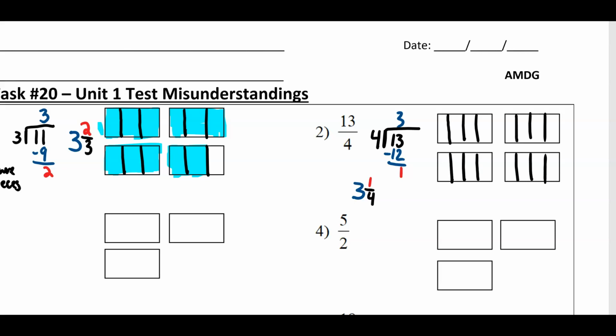And again, you can look at saying, hey, I need to color in 13 of these pieces, or I need to color in 3 wholes with 1 extra piece. Either way, they equal the same thing. They're equivalent. A mixed number and improper fraction are equivalent. They're the same way of writing the same number, just in a different way. Alright, so there is 3 and 1/4.